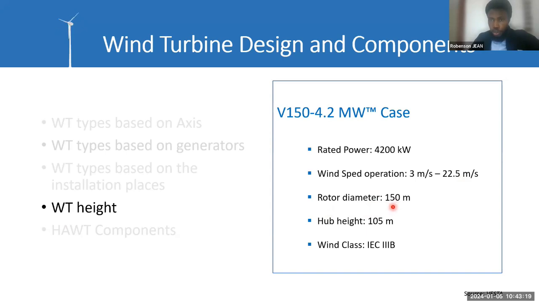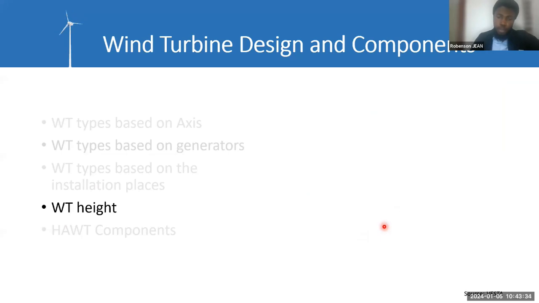And the rotor diameter for this specific unit is 150 meters, and the hub height is 105 meters.